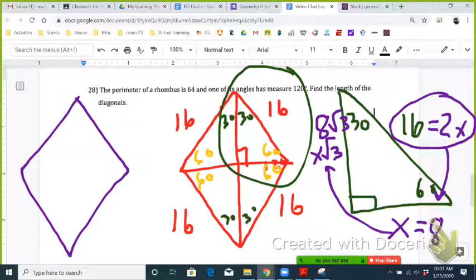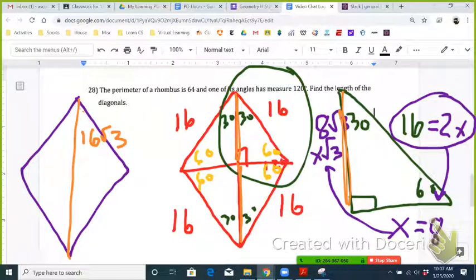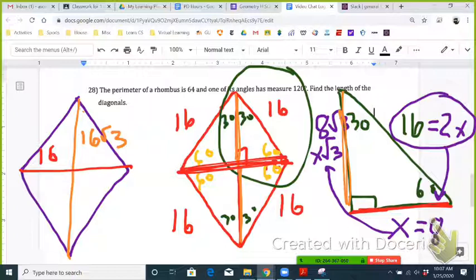We would see that this longer diagonal would be this side plus this side, which is 8 root 3 plus 8 root 3. So that's 16 root 3 for that whole diagonal. And then this diagonal here, which is the shorter one, would be 8 plus 8, so it would be 16. So the lengths of the diagonals are 16 and 16 root 3.